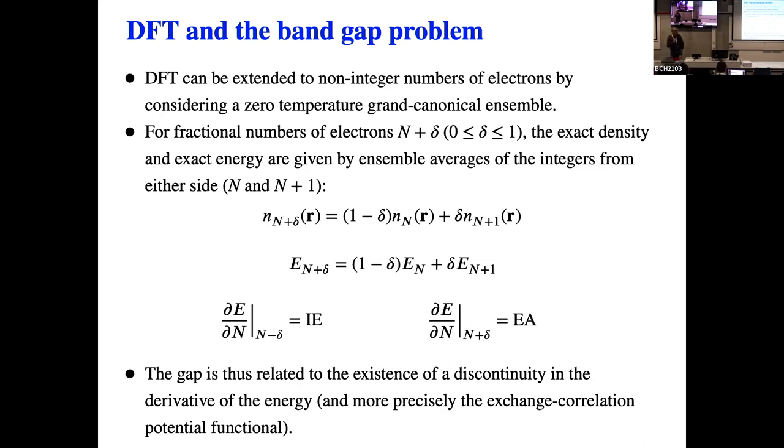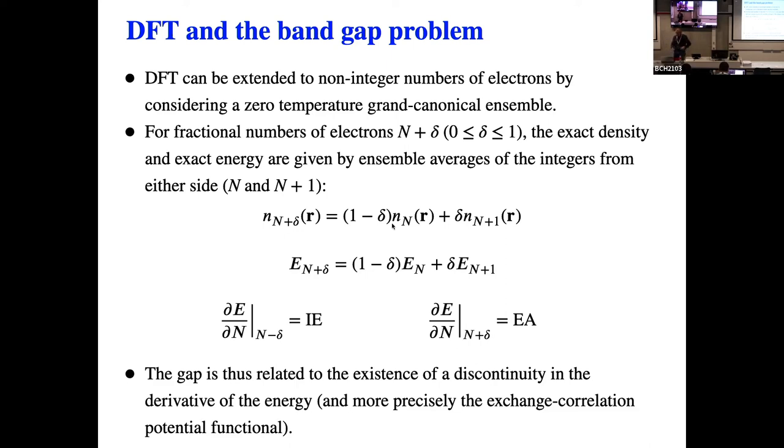Okay, so to understand a bit more the origin of the discrepancy between the gaps that we have in DFT and the experiments, one way to look at that is to extend DFT to a range where you have a non-integer number of electrons, so 3.5 electrons, 3.6 electrons, and so on. How do we do that? We define that by using ensemble averages, meaning that the density for 3.5, for instance, would be something linear between the density of the system of 3 electrons and the system of 4 electrons, and the delta would be 1/2 in this case. So it's defined this way, and the energy is defined in that way.